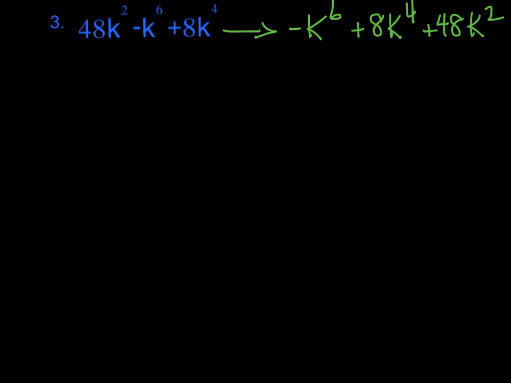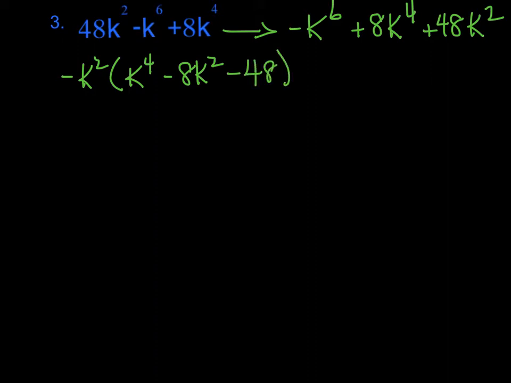I also, just me personally, you do not need to do this, but it makes your life a whole lot easier. I don't like the highest power having that negative there. So when I look for a GCF, I'm going to take a negative out of that because I want that to be positive. So I'm going to take out a -k squared. I'm going to divide everything by a negative. Keep that in mind. So that's going to give me k to the 4th minus 8k squared, and then minus 48.